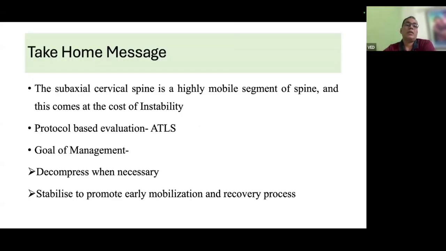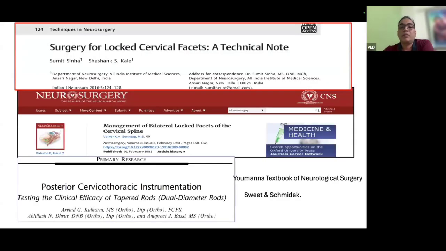So the take home message is that the subaxial cervical spine is a highly mobile segment, and this mobility comes at the cost of instability. If we follow the protocol-based evaluation of the patient, that is Advanced Trauma Life Support, chances of missing injuries are less, and further injury and progression of the injury will be eliminated. The goal of management should be decompression when necessary and stabilization to promote early mobilization and recovery. These are my references. Thank you very much.